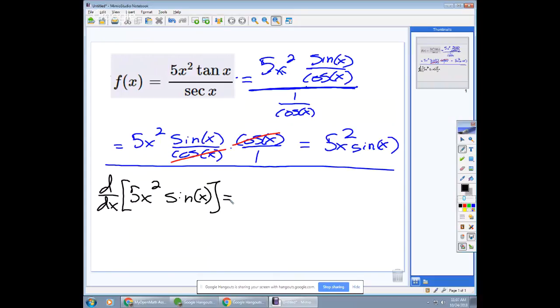So I'll take the derivative of 5x squared first, which would be 10x. Sine chills out for a moment. Then 5x squared chills out for a moment. And I take the derivative of the sine of x. And I'm done. That right there is f prime of x. So I had to do the algebra up front, which meant way less algebra later.